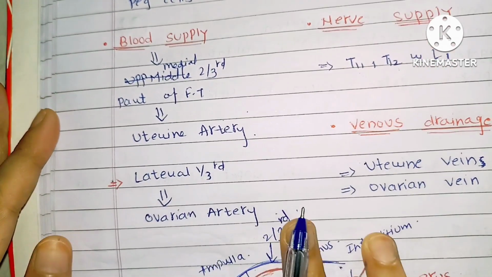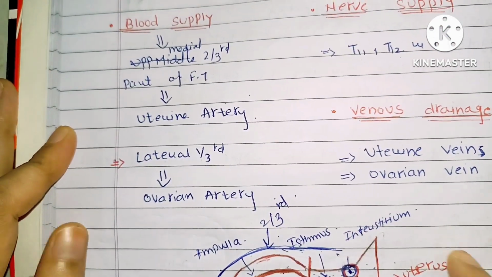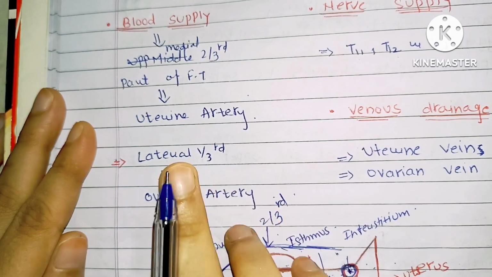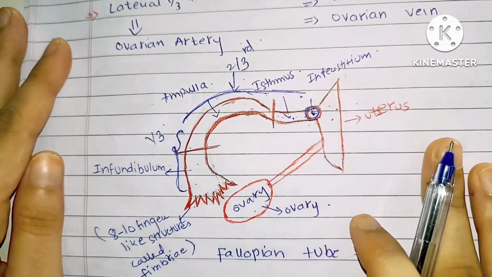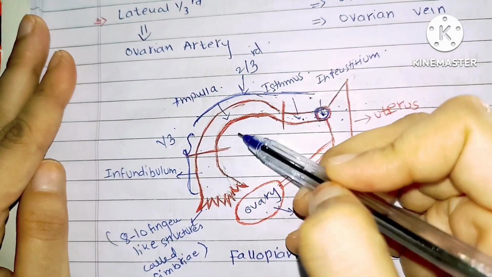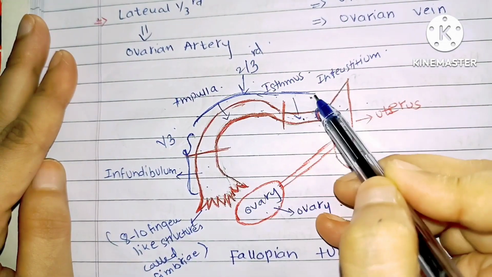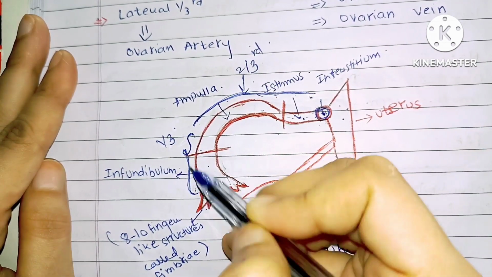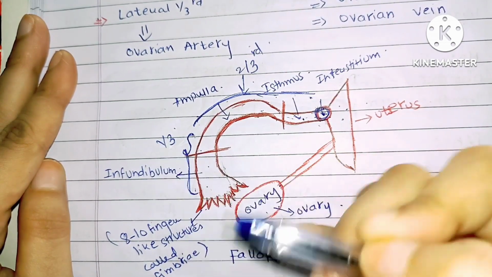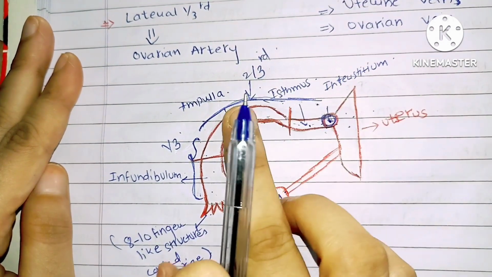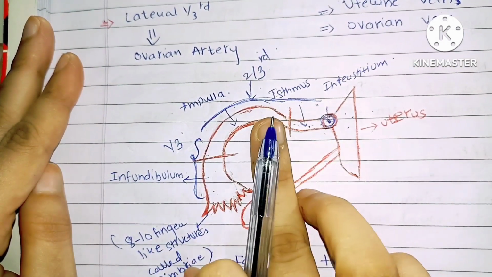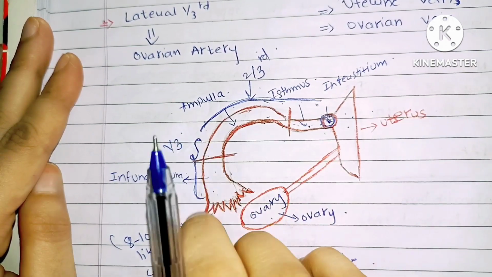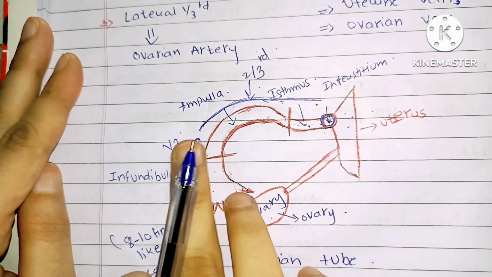Coming to its blood supply. The medial 2/3 part of the fallopian tube is supplied by the uterine artery, and the lateral 1/3 is supplied by the ovarian artery. From this diagram you can understand that this is the fallopian tube. Now how to remember? The medial 2/3 part is closer to the uterus, so it is supplied by the uterine artery, and the lateral one is closer to the ovary, so it is supplied by the ovarian artery.